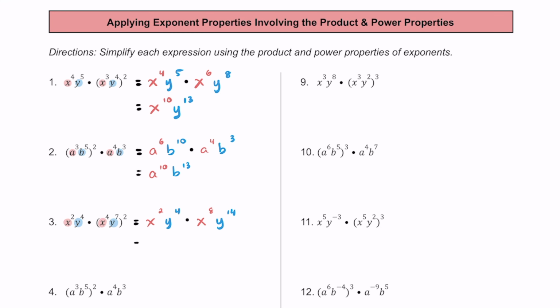Now to use our product of powers property, we can go ahead and multiply x squared times x to the 8th power, and the shortcut is we can add that 2 and 8 together. So it's going to be x to the 10th power, okay? And then we're going to multiply this y to the 4th power times y to the 14th power, since they have the same base as well. And we can go ahead and add that 4 and 14 together to get 18, so it's going to be y to the 18th power.